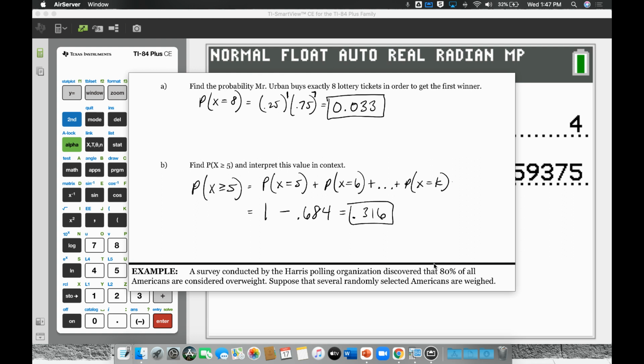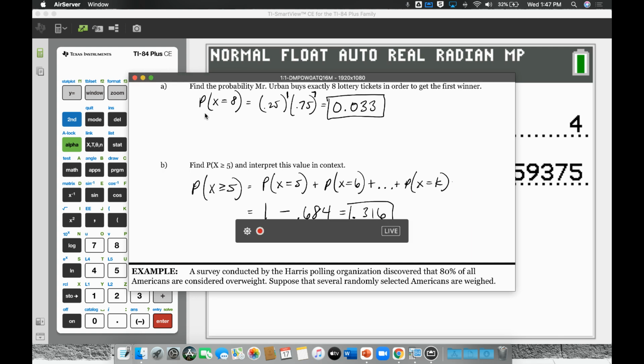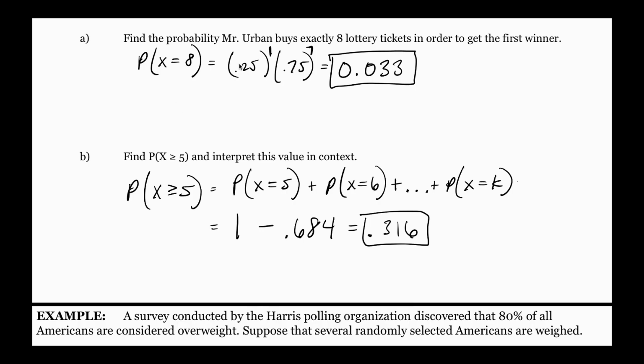How do I put that in context? The chance it's going to take at least 5 tickets to get a winner is 0.316, or 31.6%. Okay.